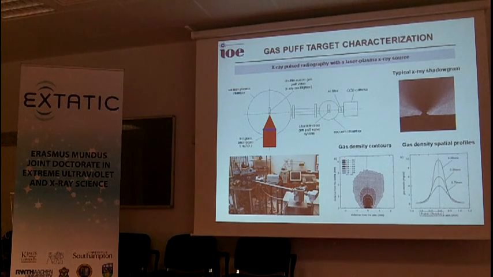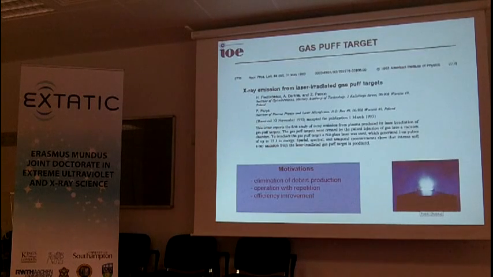Anyway, we can see that we can reach very high density, but very close to the nozzle. A density of 10 milligrams per cubic centimeter corresponds to a pressure of about 3 bars. So in this region, we can produce a critical density of the plasma.